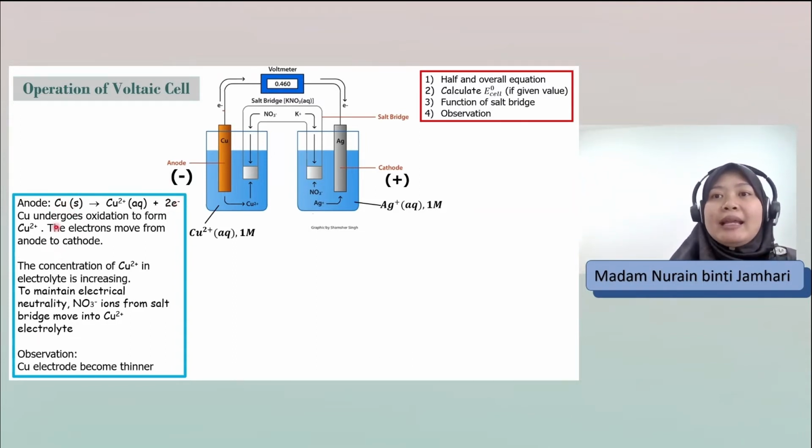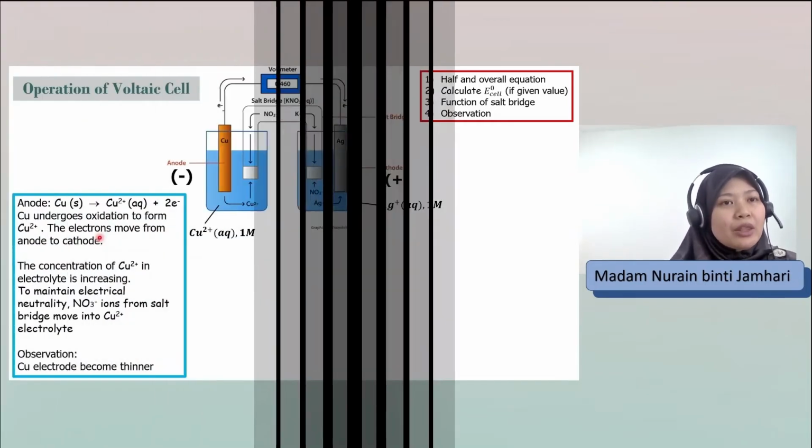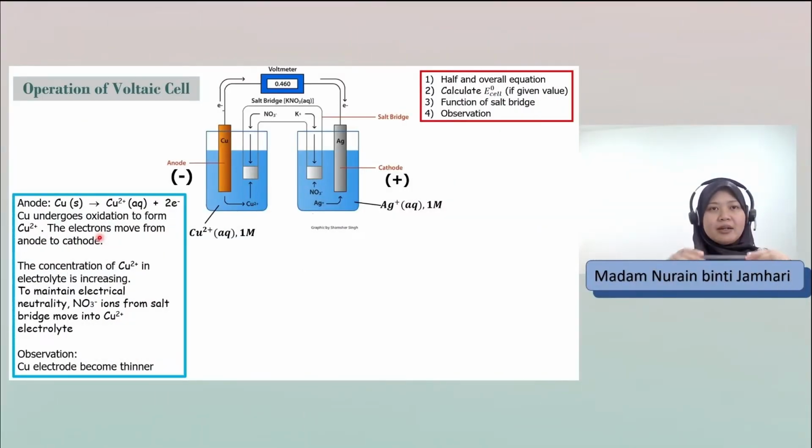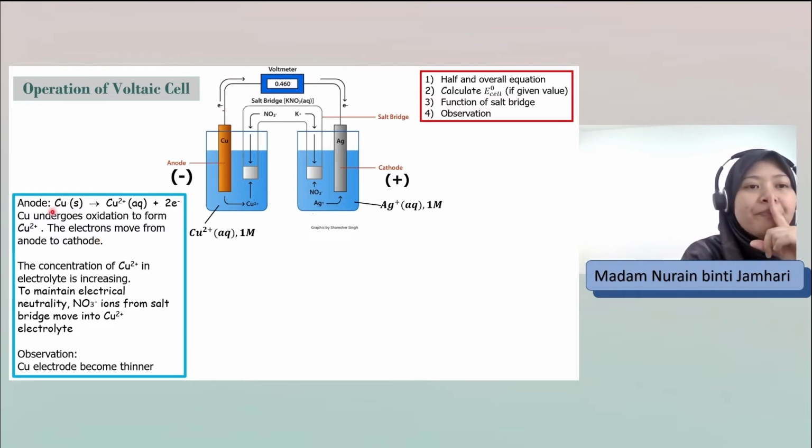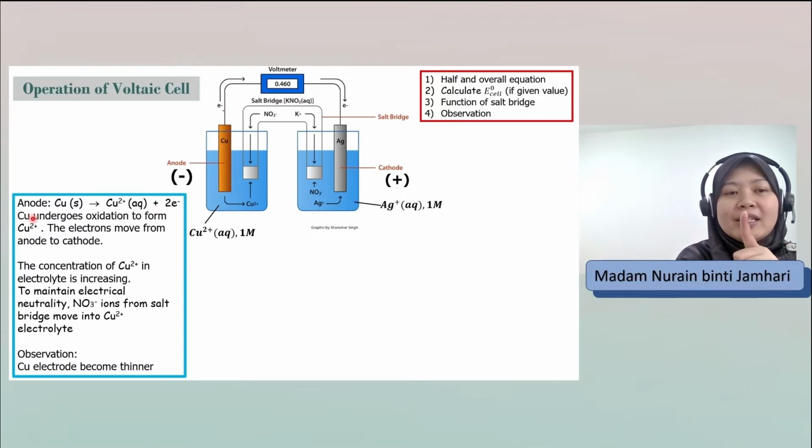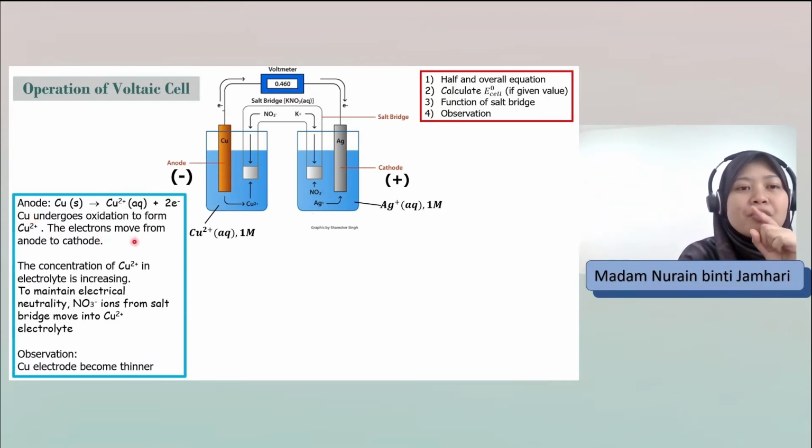Kemudian saya terangkan berdasarkan saya punya half equation. Okay, saya terangkan Cu undergoes oxidation to form Cu2+. The electrons move from anode to cathode. Galvanic cell is the chemical reaction menghasilkan electricity. Okay, the chemical reaction that generate the electricity. So benda tu awak kena bagi tahu. Okay, inilah dia the chemical reaction that happen, which is Cu undergoes oxidation to form Cu2+, and then the chemical reaction tu akan generate electricity. Macam mana? The electron moves from anode to cathode.